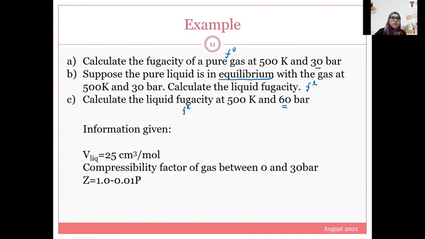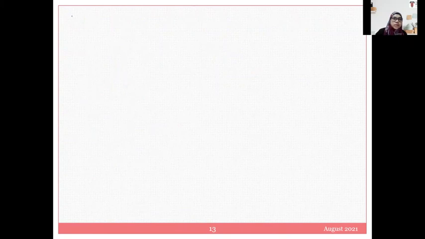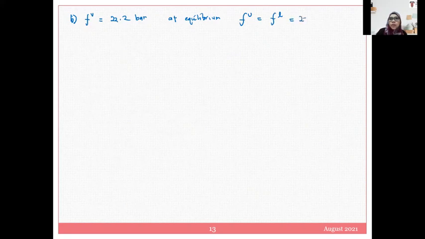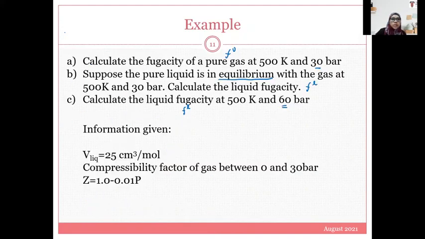Next question: we need to determine the liquid fugacity if the system is in equilibrium. If the system is in equilibrium, we have the fugacity of vapor at 22.2 bar. So at equilibrium, the fugacity in vapor equals the fugacity in liquid, equal to 22.2 bar. And then we can move to the next question.